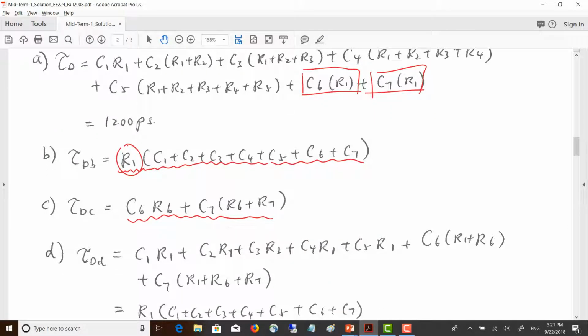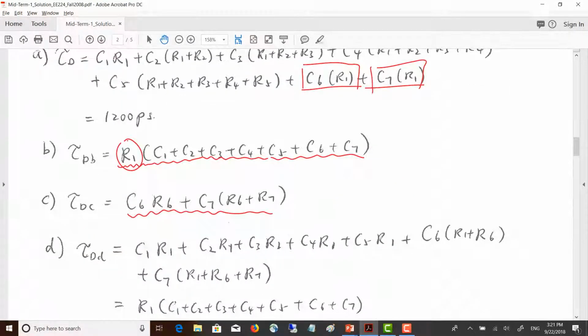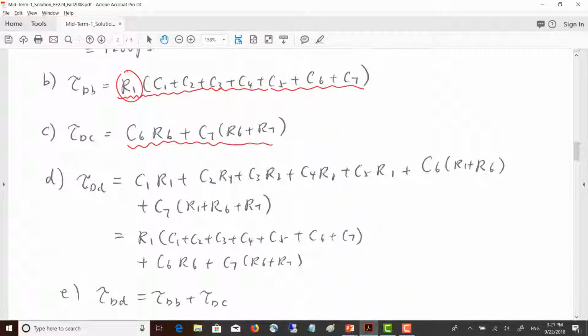I won't go into the second part, the D part. The D part basically asks what is the time constant from V in to node 7. You just use the same method, and eventually you find that the delay from V in to node 7 is equal to the delay from V in to 1 plus the delay from 1 to 7. And that's what I'm looking for.